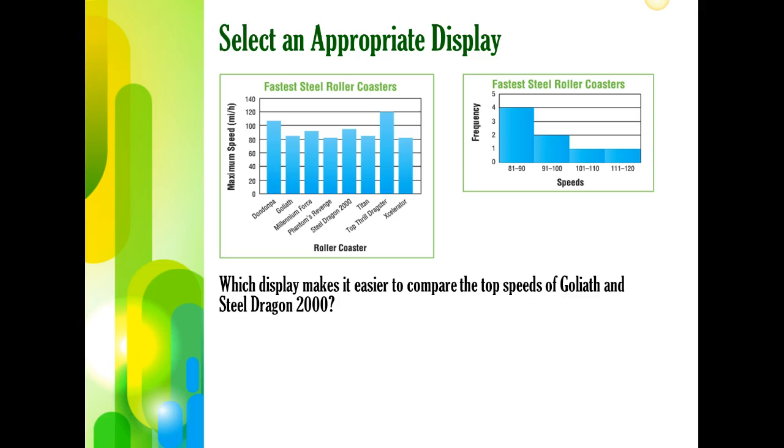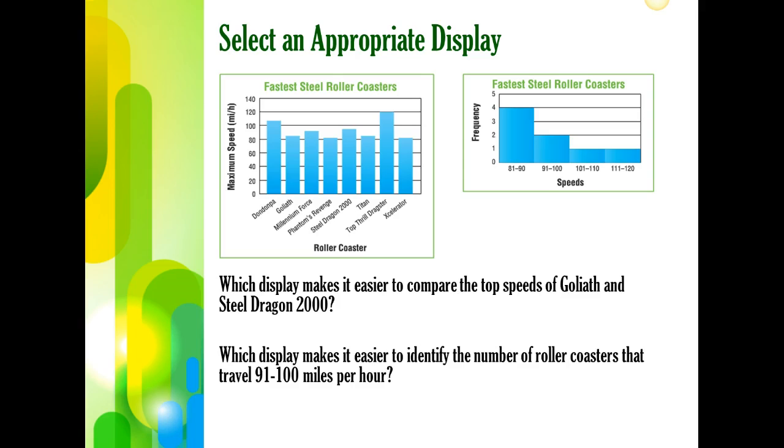Which display makes it easier to compare the top speeds of Goliath and Steel Dragon 2000? To compare those speeds, we would have to look at the bar graph. Only the bar graph gives us the information for each individual roller coaster. If we look at the histogram, we don't know which roller coasters go which speeds.